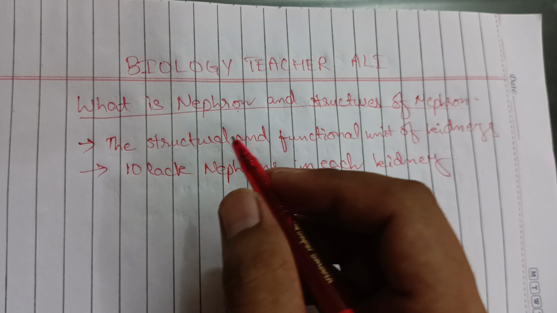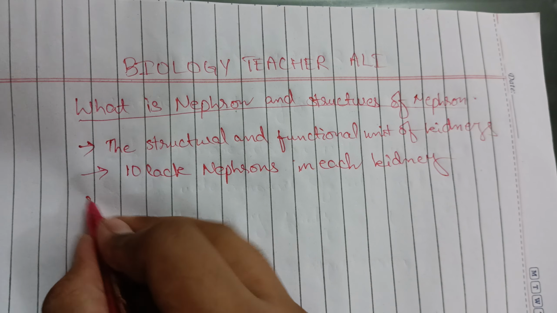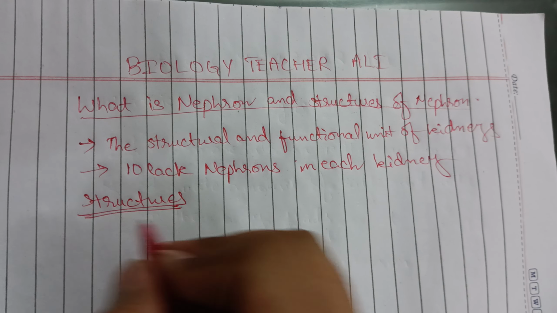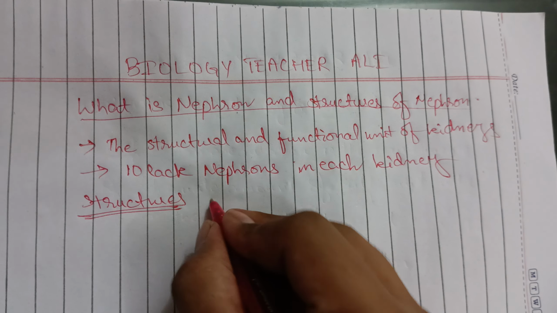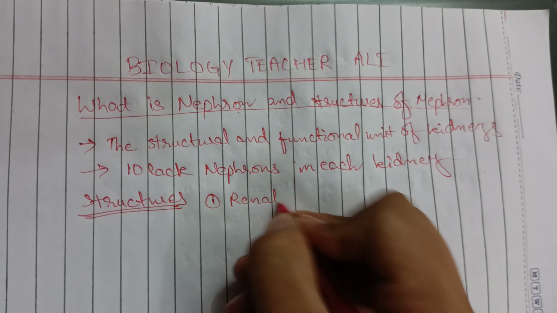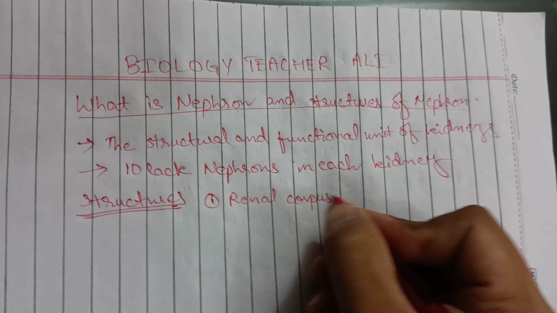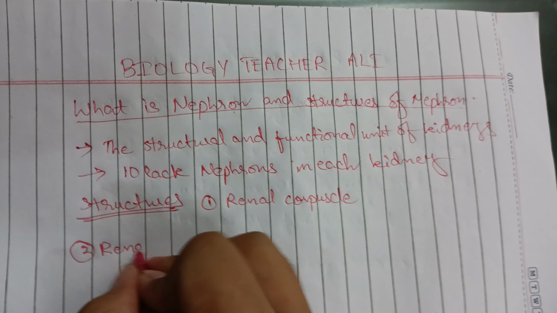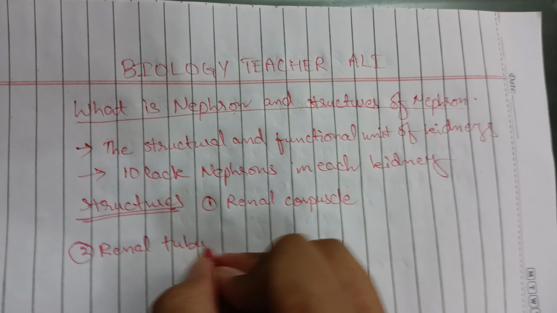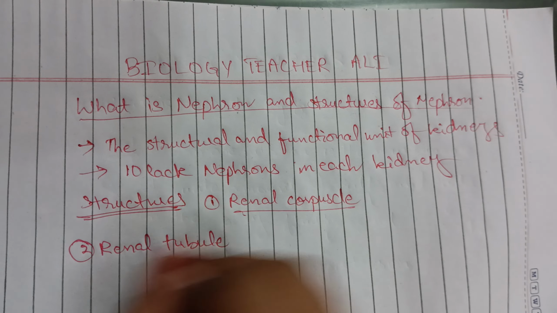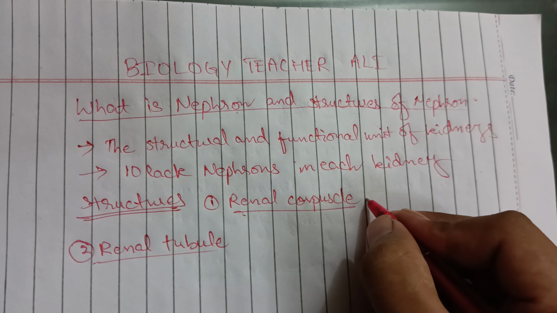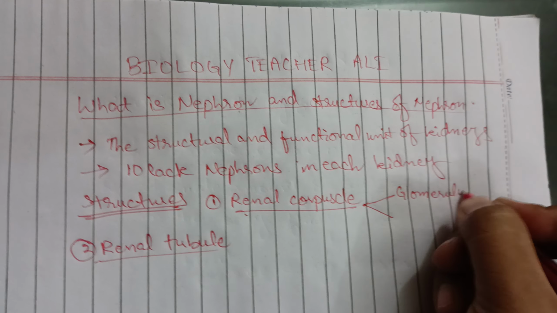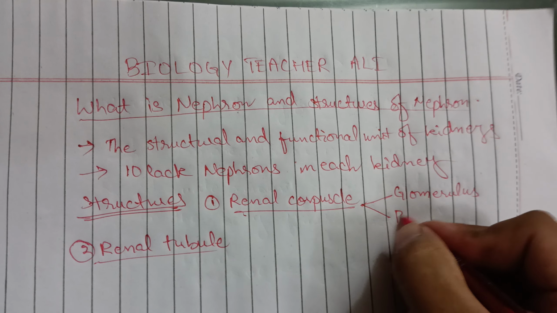Now we will discuss the structures of the nephron. Let me write it here. Structures of nephron. A nephron basically consists of two components. The first one is the renal corpuscle, and the second one is the renal tubule. The renal corpuscle is further subdivided into the glomerulus and Bowman's capsule.